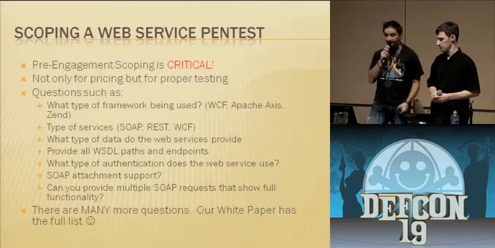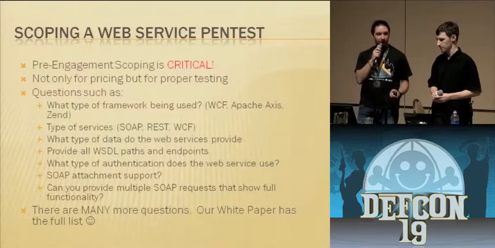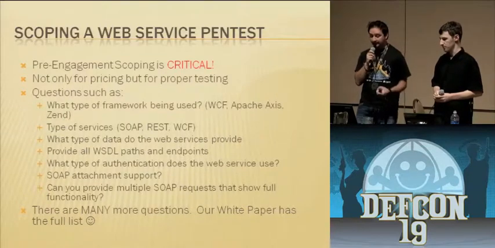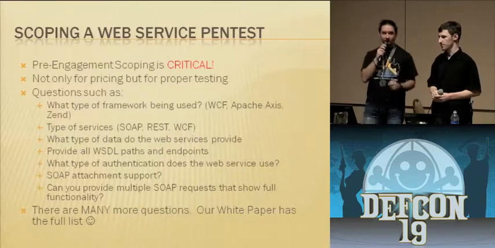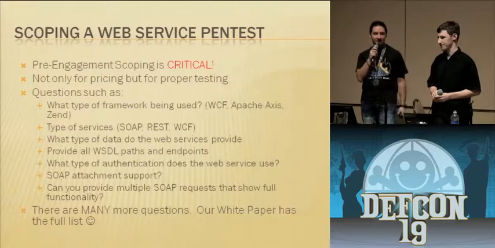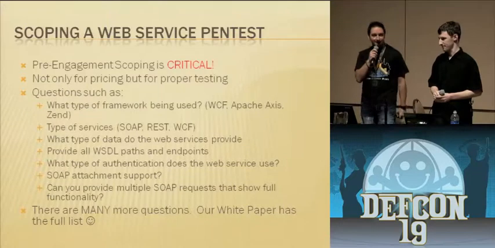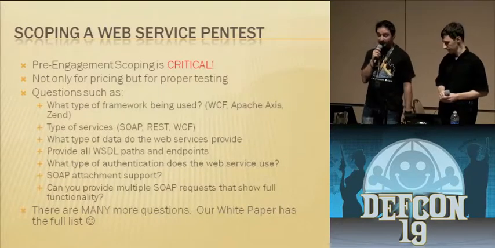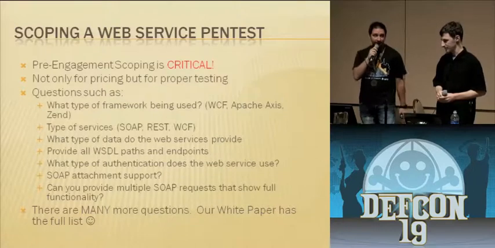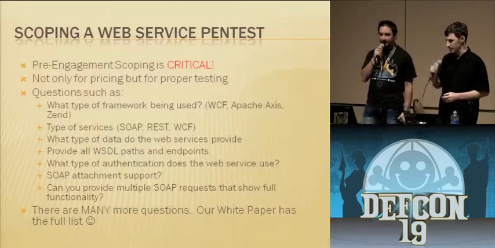The types of services. Do they use REST, SOAP? What type of data? Provide all those WSDL endpoints and paths. We need to have that in advance to do the testing properly. What type of authentication does it use? We find that some clients are setting up this strange custom authentication, and if you don't know that ahead of time, you're going to be in a bind once you start figuring out how that web service works. Definitely have the client provide multiple SOAP requests in advance, showing the full functionality so you can do your testing and you're not wasting time trying to figure out all that stuff on your own.